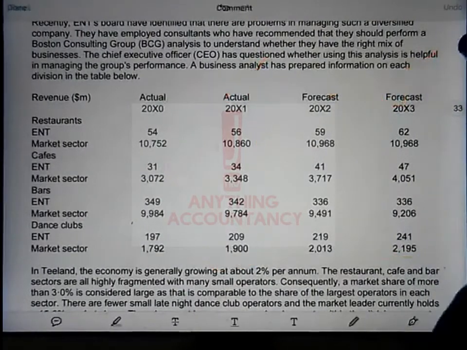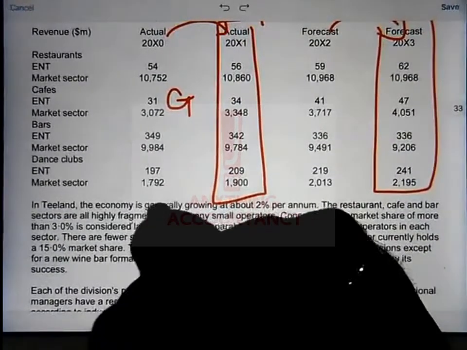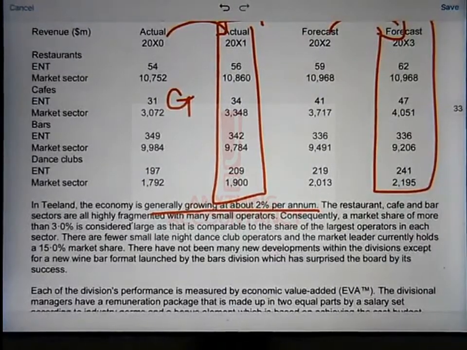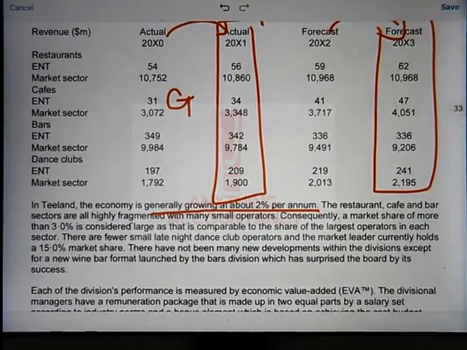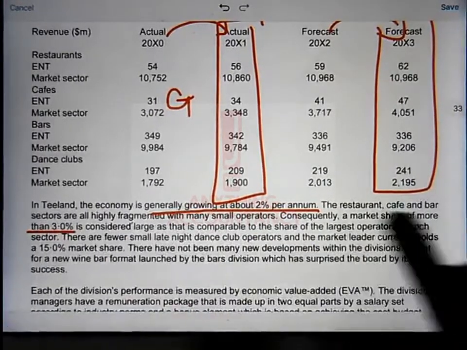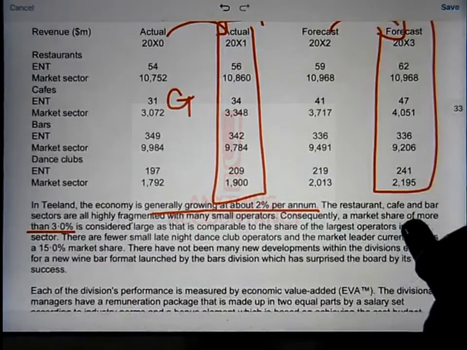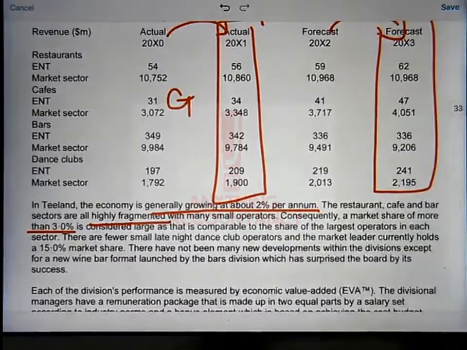Got it? Okay. Now, the other thing, in Thailand, the economy is generally growing about 2% per annum. This is the GDP. Remember, I told you to compare with GDP. Got it? Okay. The restaurant, cafe, bar sectors are highly fragmented with many small operators. Consequently, a market share of more than 3% is considered to be large. A market share of 3% in this market is considered to be large. Okay? And they're saying that because one of the key words is highly fragmented market.